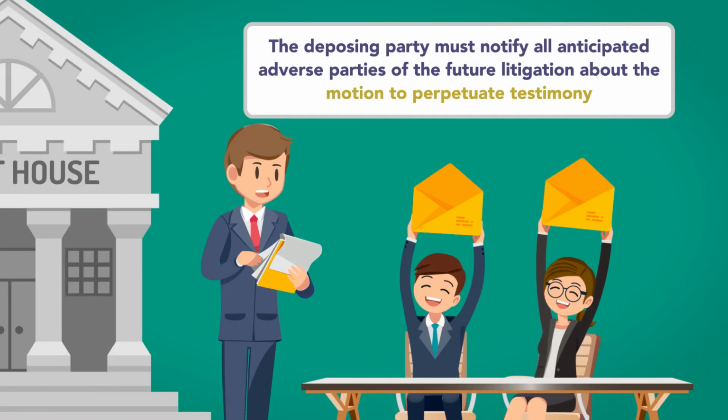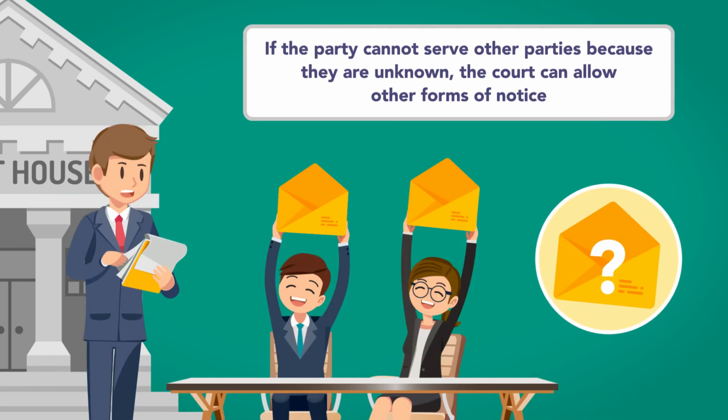The deposing party must notify all anticipated adverse parties of the future litigation about the motion to perpetuate testimony. If the party cannot serve other parties because they are unknown, the court can allow other forms of notice.